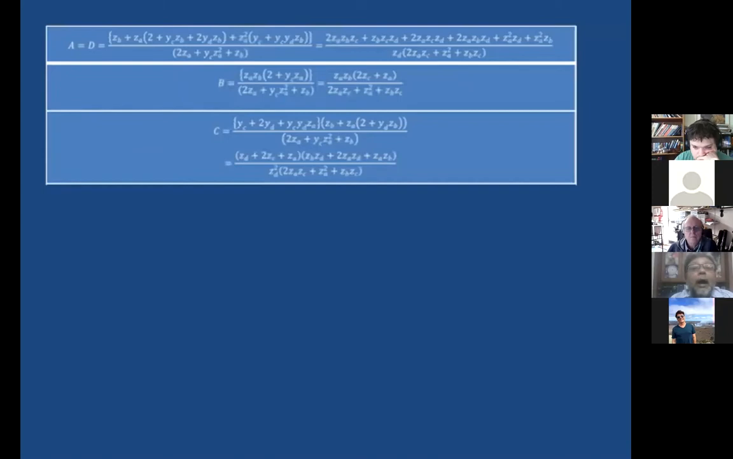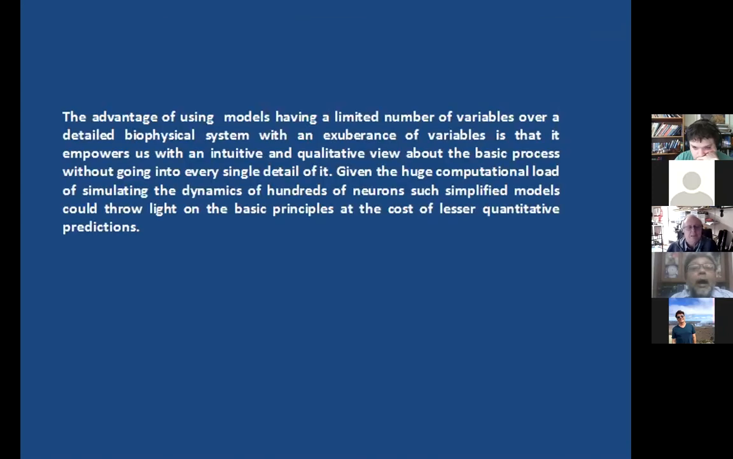The advantage of using these models, having a limited number of variables over a detailed biophysical system with an exuberance of variables, is that it empowers us with an intuitive and qualitative view about the basic process without going into every single detail of it. Given the huge computational load of simulating the dynamics of hundreds of neurons, such simplified models could throw light on the basic principles at the cost of lesser quantitative predictions.